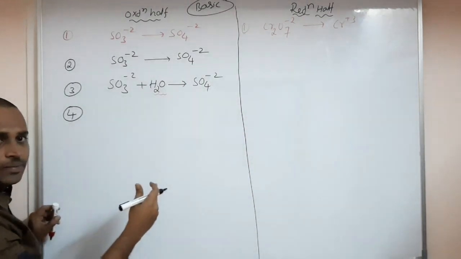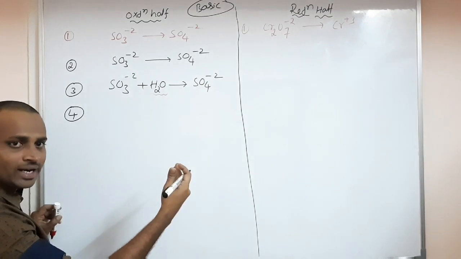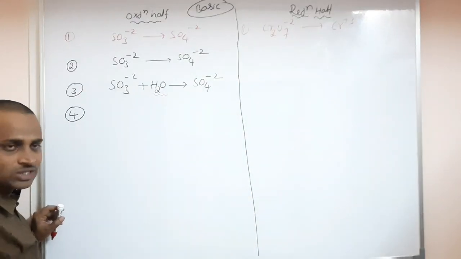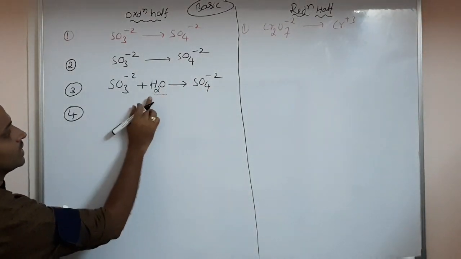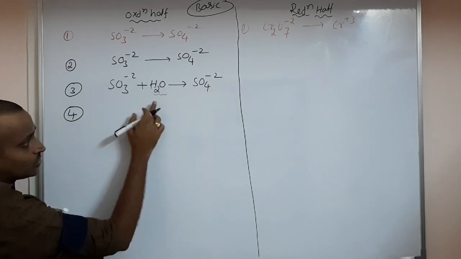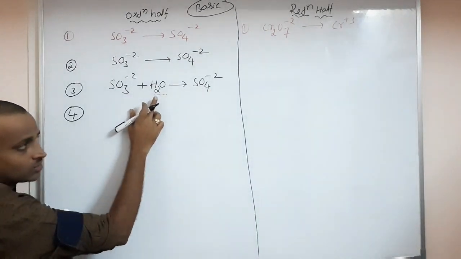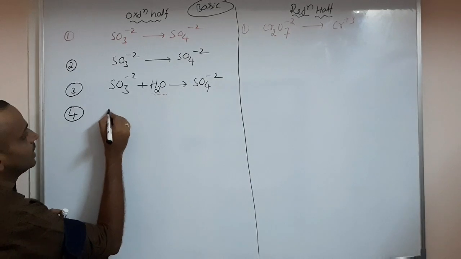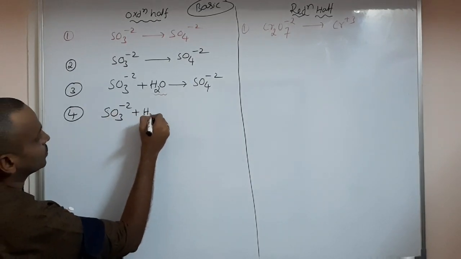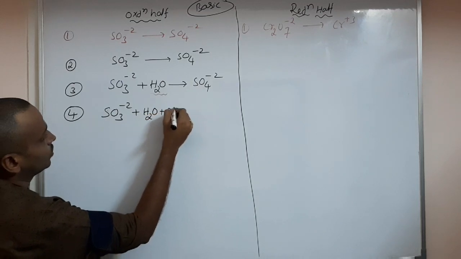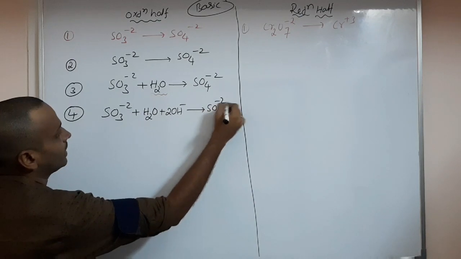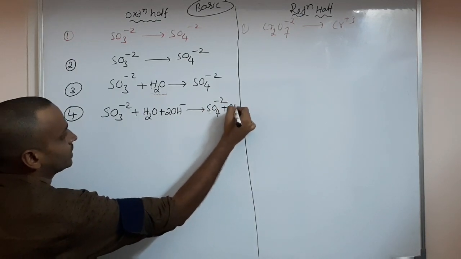On the opposite side, as many OH minus as you have added, that many water molecules you have to add. Side means what? Reactant side and product side. In the reactant side I have 2 hydrogens and in the product side no hydrogens. So 2 hydrogens are more in the reactant side, so 2 OH minus ions in the reactant side. So what will I have here? SO3 minus 2 plus H2O plus 2 OH minus gives rise to SO4 minus 2 plus 2 H2O.